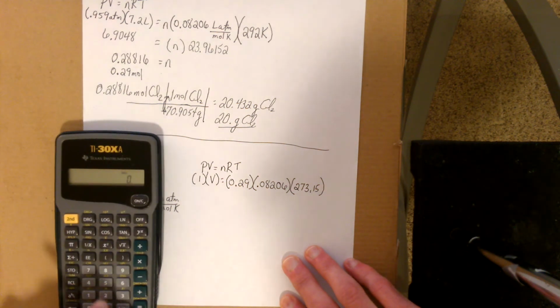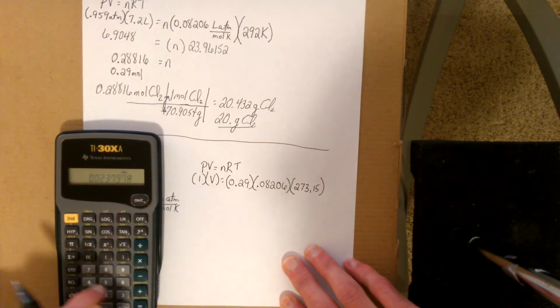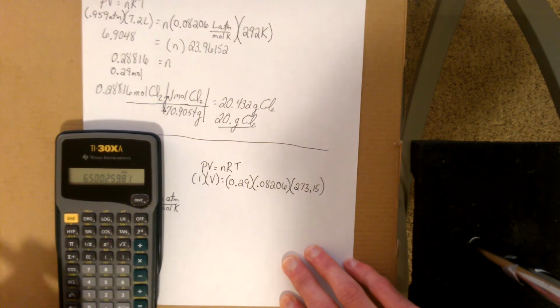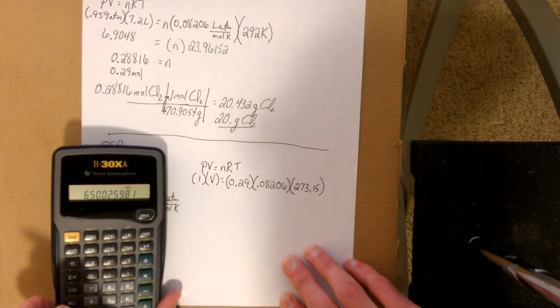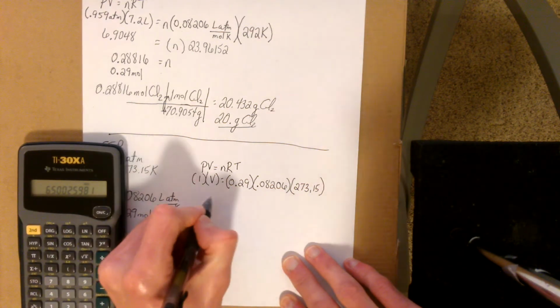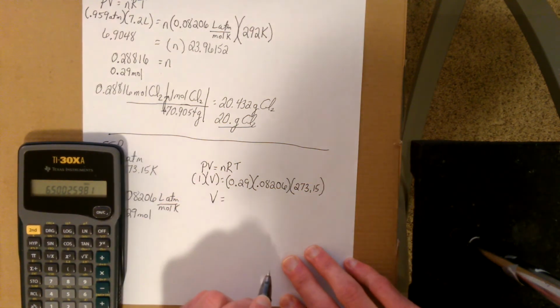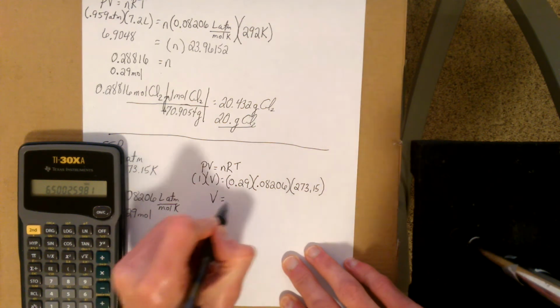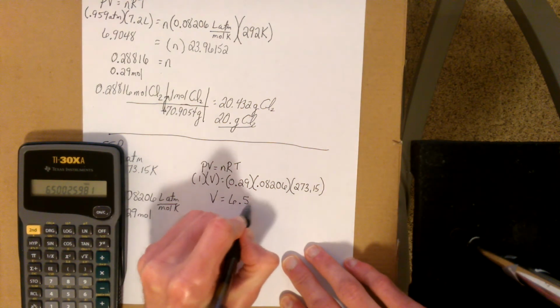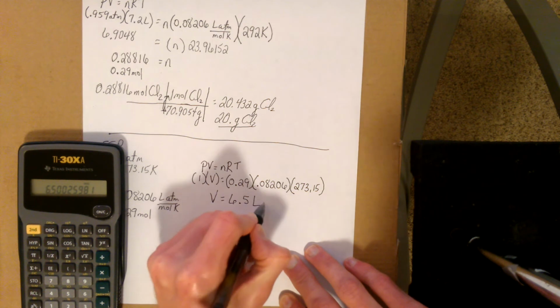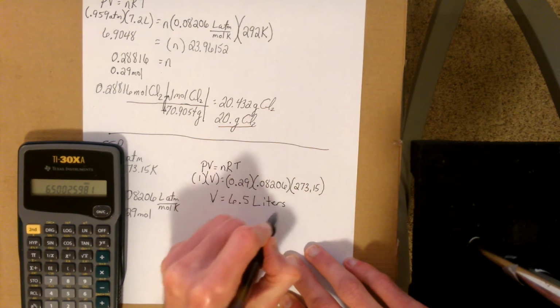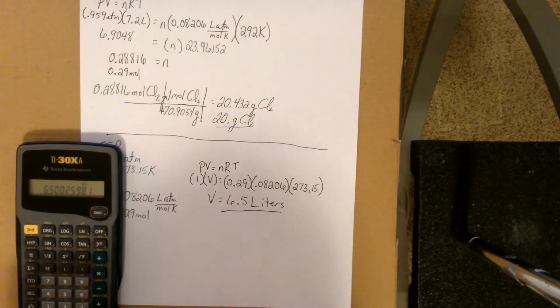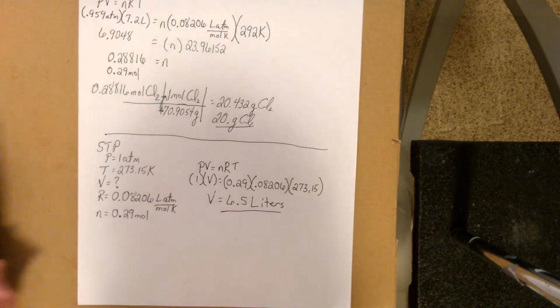Okay, and we solve. So we have 0.29 times 0.08206 times 273.15 divided by 1, which really doesn't make much difference. Volume, and let's go to sig figs here, 6.5 liters. And that would be our volume at standard temperature and pressure conditions.